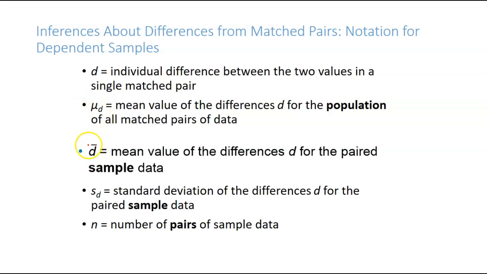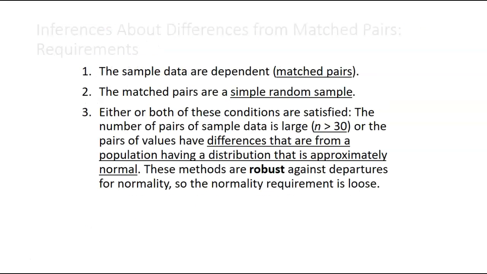d bar is going to be the mean of the differences. So anytime we have this line across it, it's the mean. So the mean of the differences for the paired data. s is standard deviation. So s sub d is going to be the standard deviation for the differences for the paired sample data. n is going to be the number of pairs that you have in your sample.